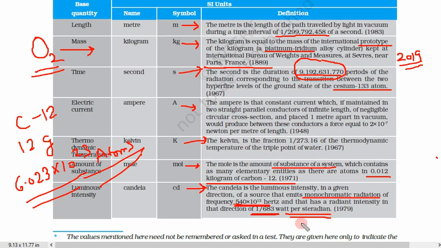per steradian. So again, what is one candela? One candela is that luminous intensity, that means the strongness of light, in a given direction of a source that emits only monochromatic radiation of this frequency, that means a light of this frequency, which has a radiant intensity of 1 by 683 watt per steradian. We have already learned what is a steradian. So this much intensity, 1 by 683 watt per steradian, is called 1 candela.